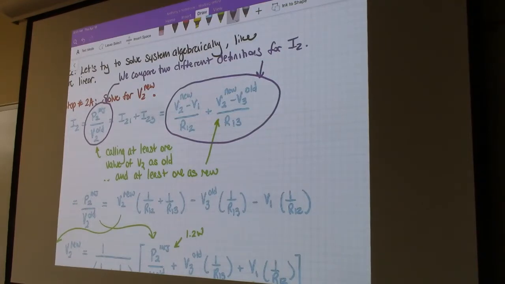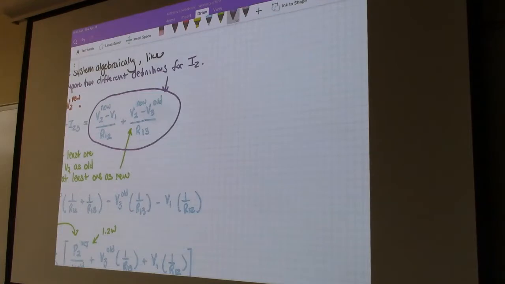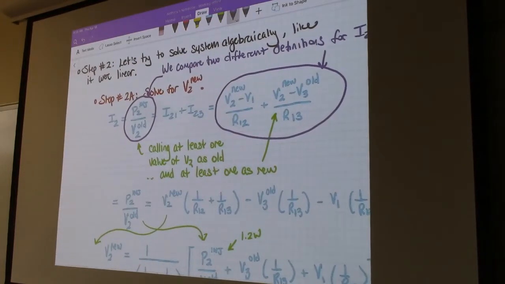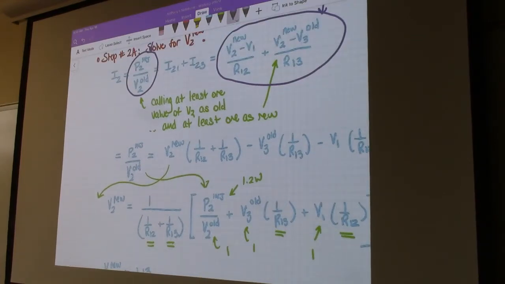You could also set up a version of this iterative analysis based on P2, saying P2 equals P2, or V2 equals V2. The equations would be a little bit different, but you would still end up with an old version and a new version. For this type of system, using the current makes the most sense because it requires the fewest number of substitutions, and it essentially presents all the values that you need, which is V2 old, V2 new, and the other voltages as well.